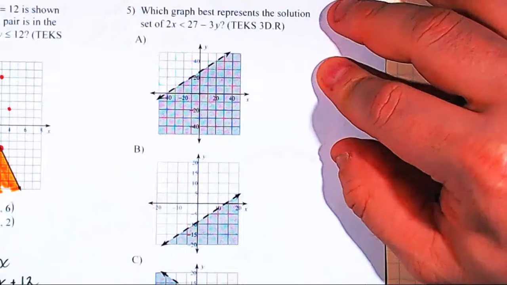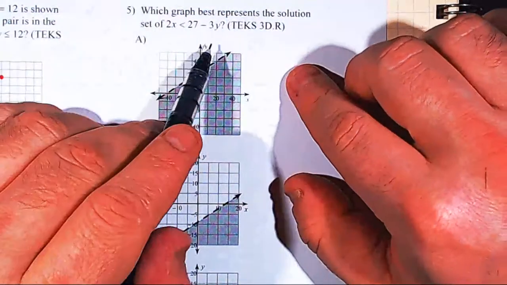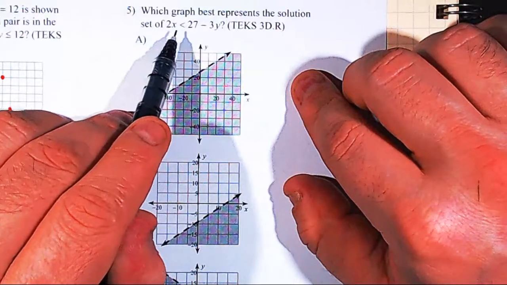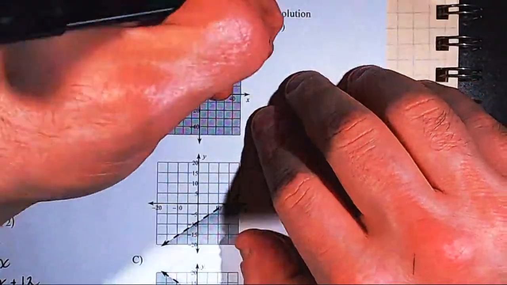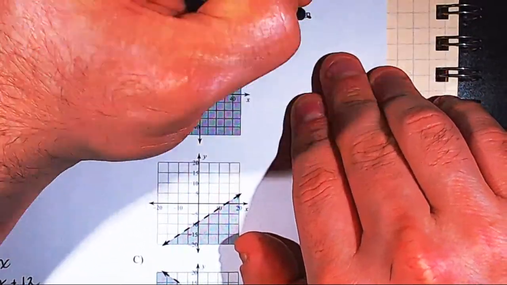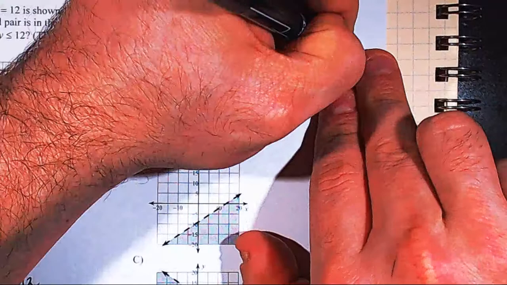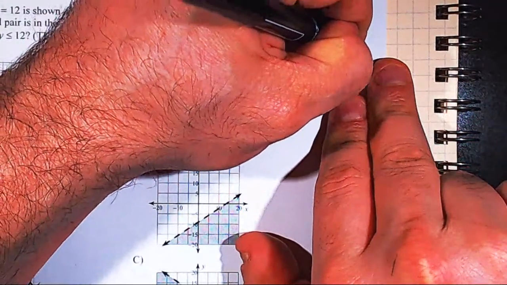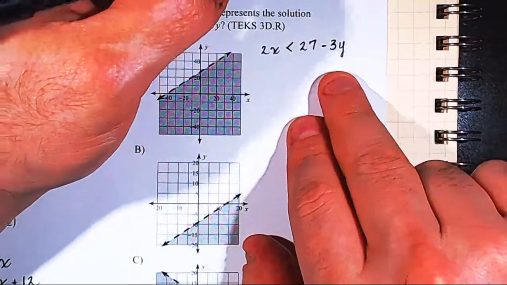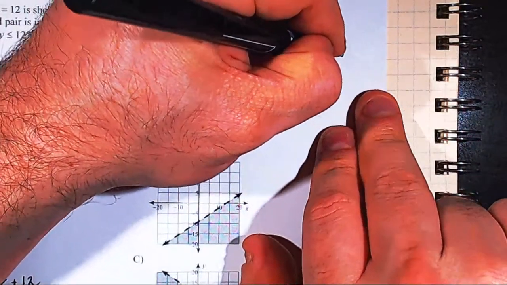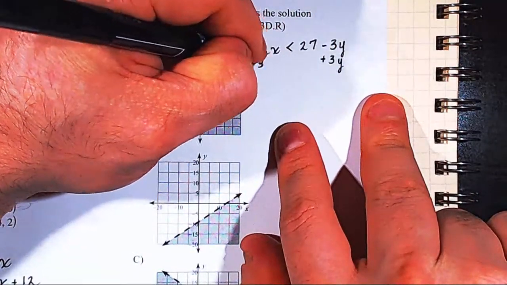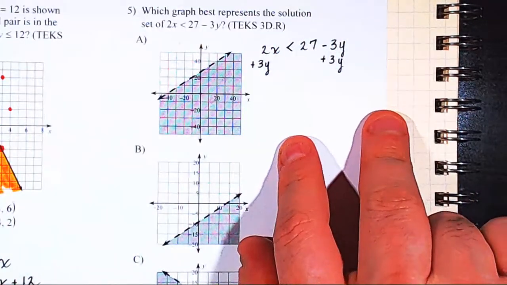So let's take, again, here's our goal. Our goal is to get this y on the left side of the inequality symbol by itself. We're going to have to do some manipulation. So we're given 2x less than 27 minus 3y. So it's time to go to work. The first thing we can do is add 3y to both sides. And that pulls the y over to the left side of the inequality.